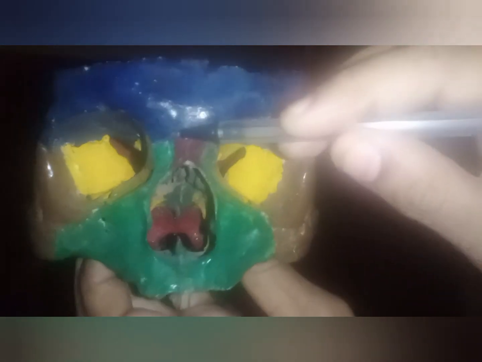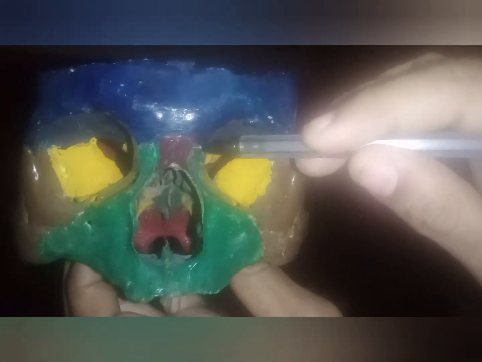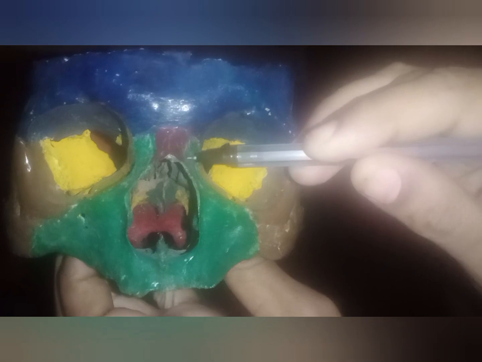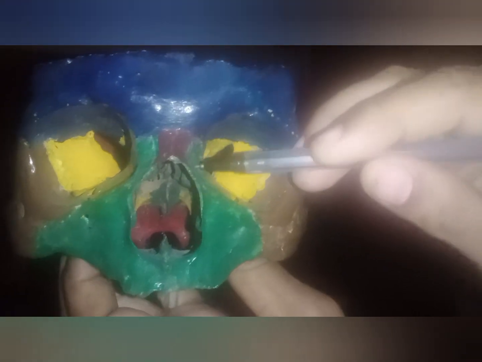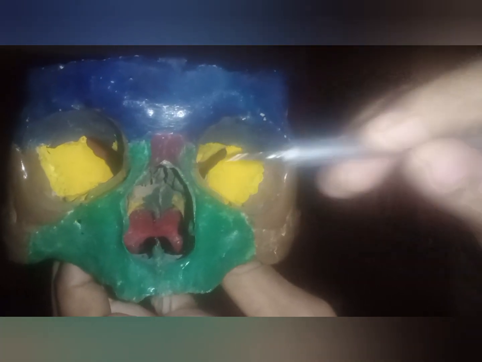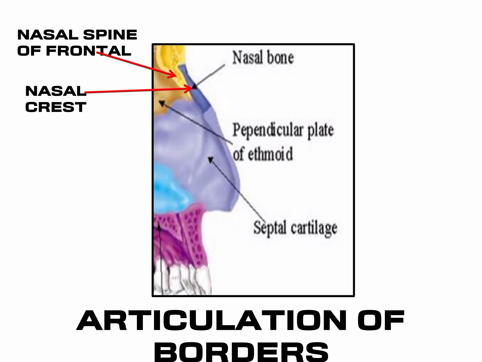Superior border articulates with the nasal notch of the frontal bone. The lateral border articulates with the frontal process of maxilla. Medial border is slightly bent inwards and it articulates with the medial border of the nasal bone of the opposite side and forms a crest called the nasal crest. This nasal crest articulates with the nasal spine of the frontal bone and the perpendicular plate of the ethmoid bone.